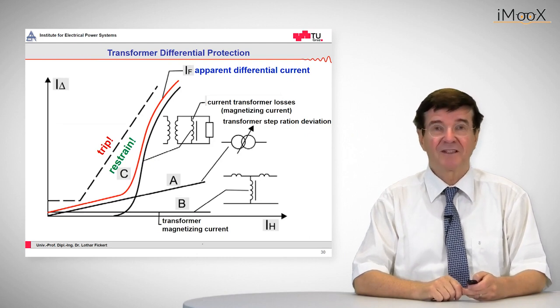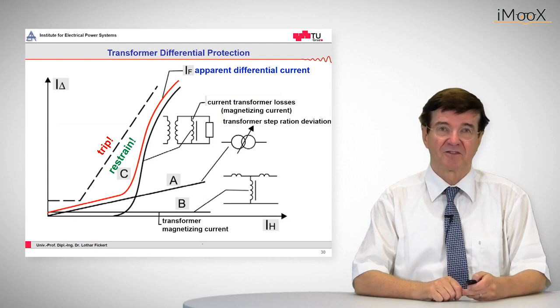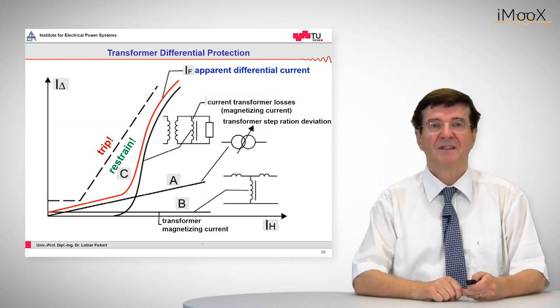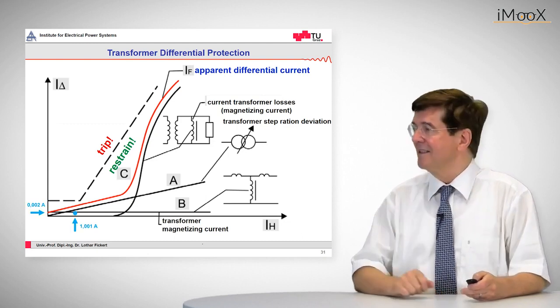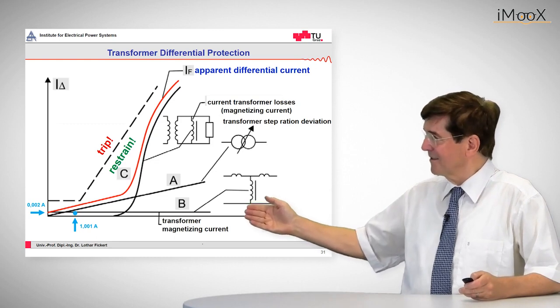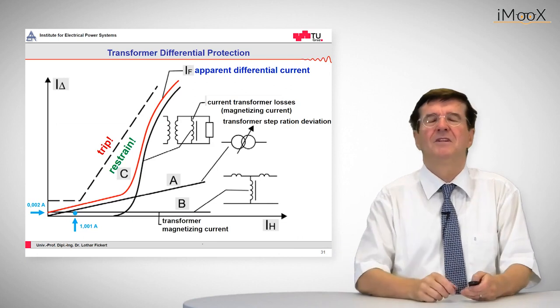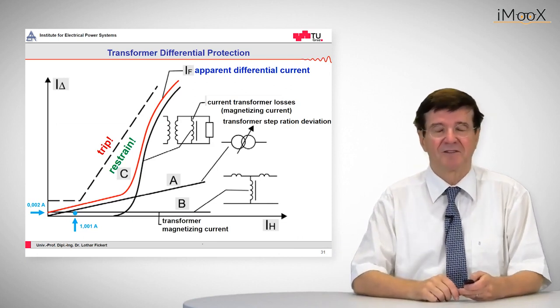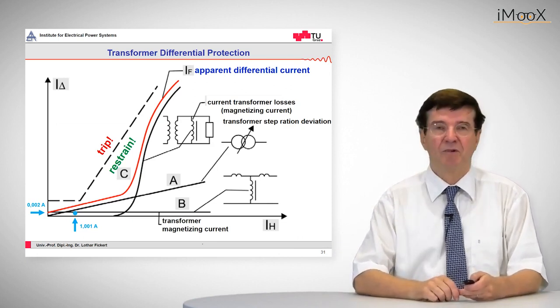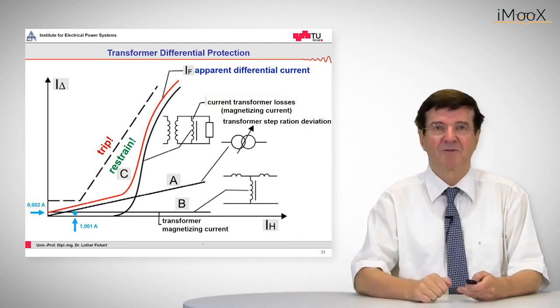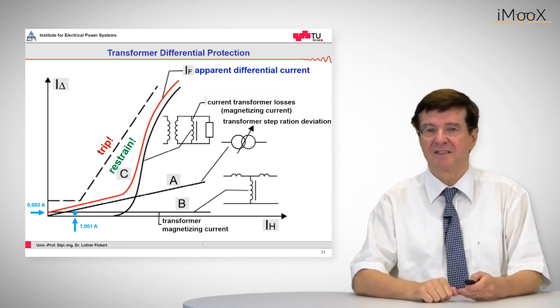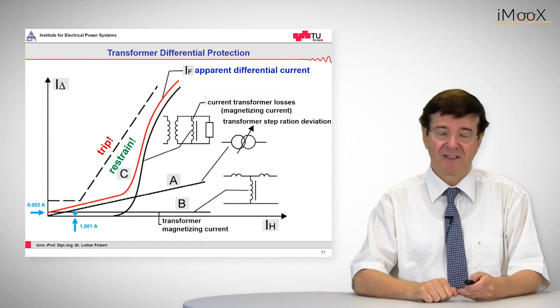In order to demonstrate this, I go back to the example of the magnetizing current of the transformer that we have seen before. So we have here the stabilizing current, which is 1.00 amps, and a very small differential current of 0.002, and as we can see, the blue dot is below the trip curve and the protection is stable. So this was today's lecture about differential protection.